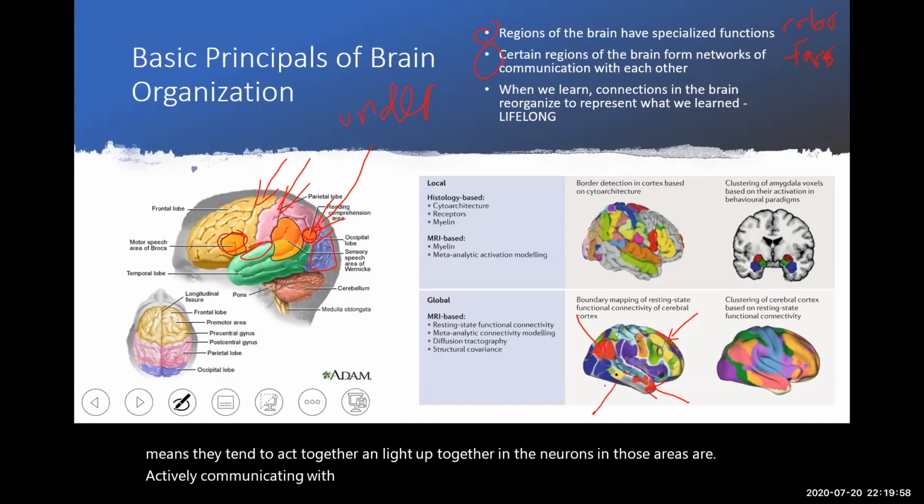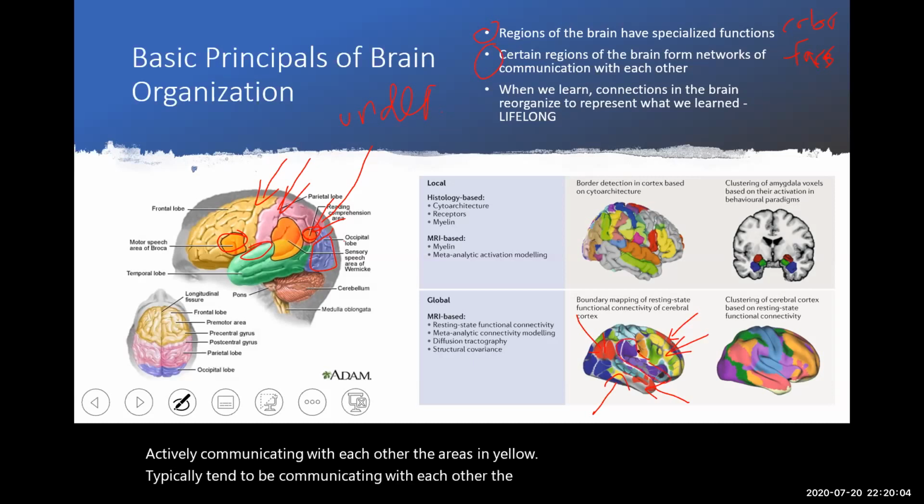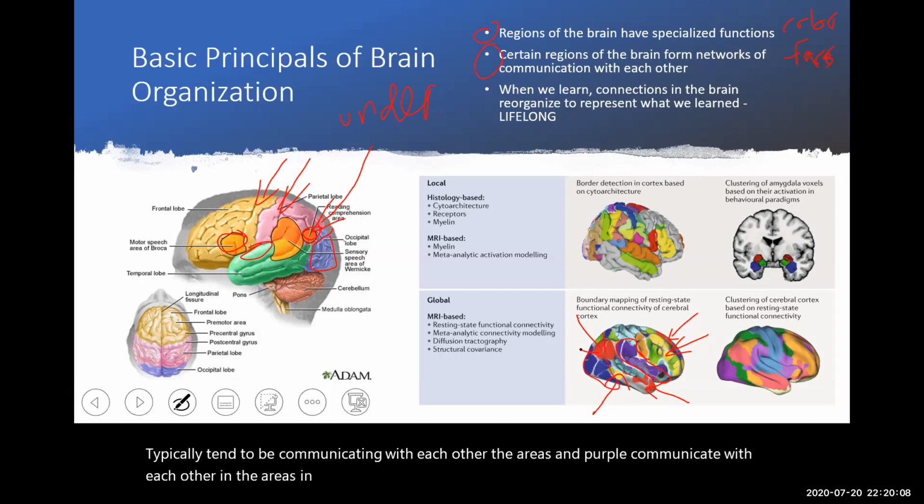The areas in yellow typically tend to be communicating with each other. The areas in purple communicate with each other, and the areas in blue are communicating with each other. So these are called networks. They're often called default mode networks.